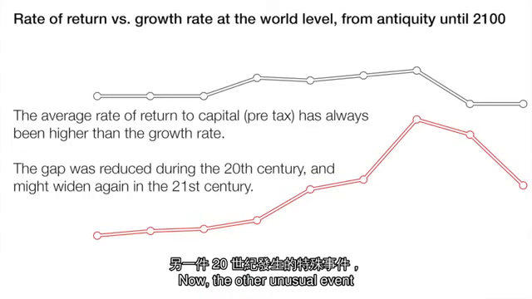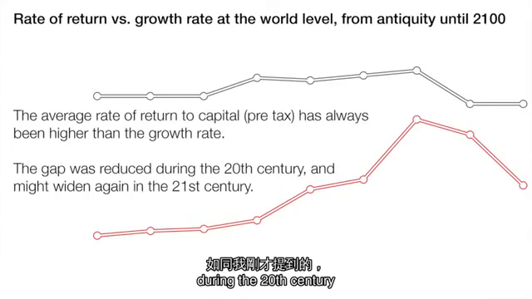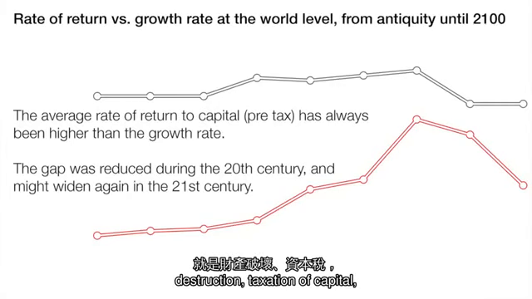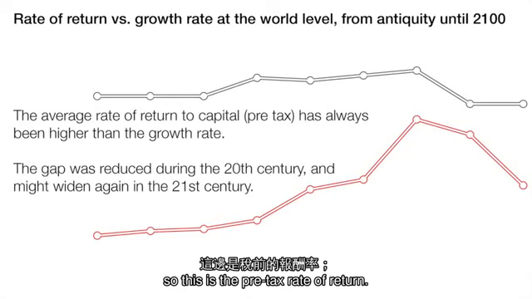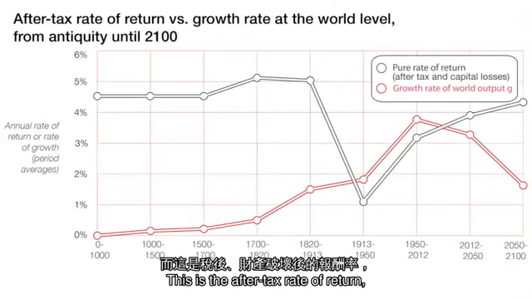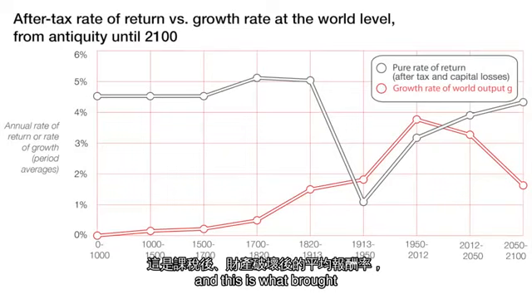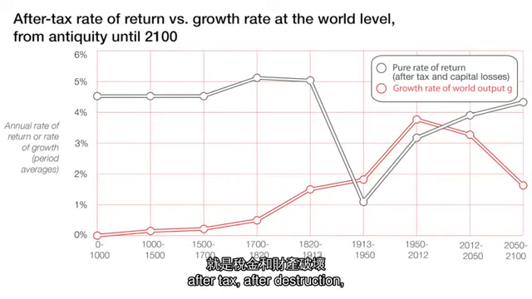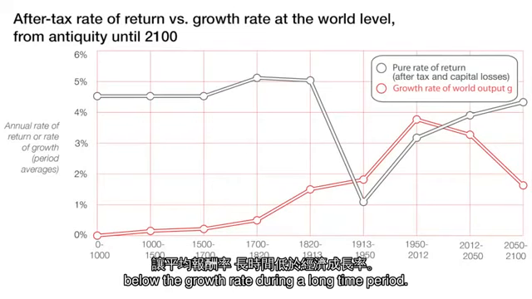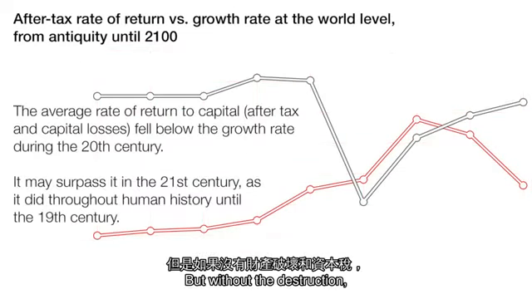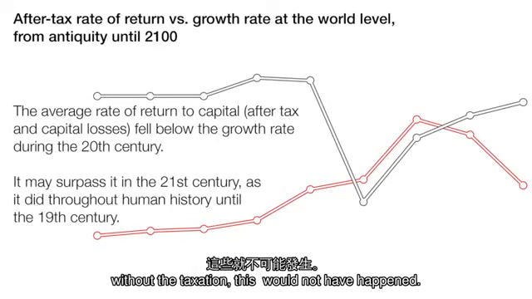Now, the other unusual event during the 20th century was, as I said, destruction, taxation of capital. So this is the pre-tax rate of return. This is the after-tax rate of return and after destruction. And this is what brought the average rate of return after tax, after destruction, below the growth rate during a long time period. But without the destruction, without the taxation, this would not have happened.